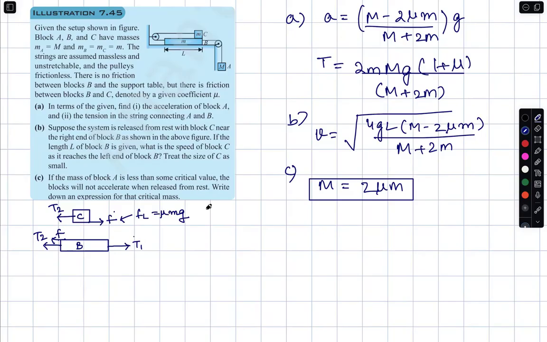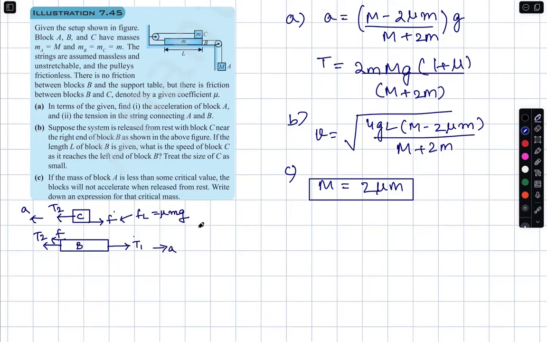The limiting value of this friction is simply mu mg. Clear? By the way, all are connected like train compartments. All compartments will have the same acceleration, provided they go in a straight line. So this is going to have an acceleration A. This is going to have an acceleration A.